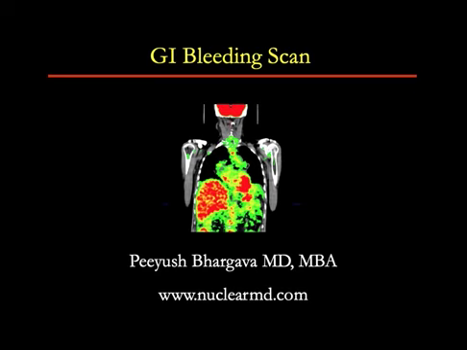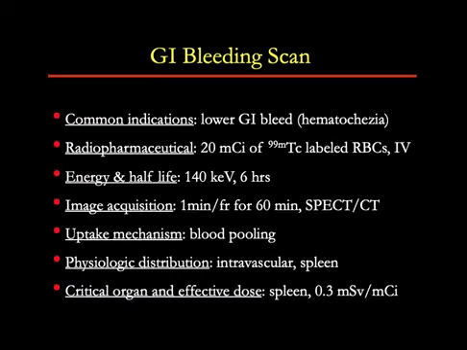Let's quickly review the protocol for doing these studies. The GI bleeding scan is typically performed when the patient presents with passing bright red blood per rectum or they have a lower GI bleed, which we also call hematochezia.